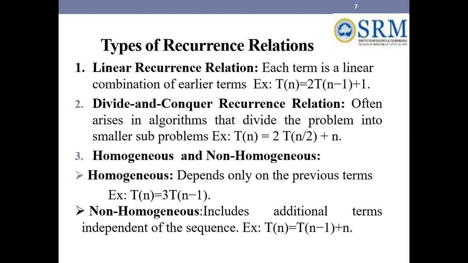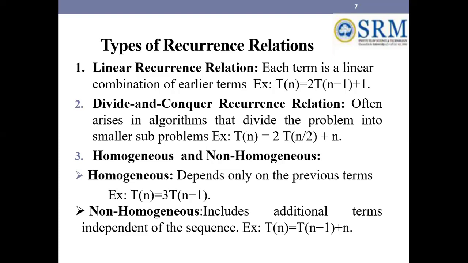And the types of recurrence relations. There are three types of recurrence relations: linear, divide and conquer, and homogeneous and non-homogeneous. What is linear? It is a linear mathematical equation, that is, a linear combination of terms. T of n is T of n minus 1 plus T of n minus 2, T of n minus 3. This is a linear form of recurrence equation with respect to input size n.